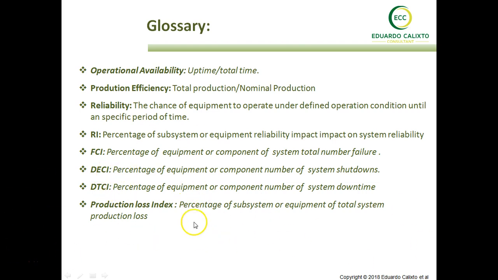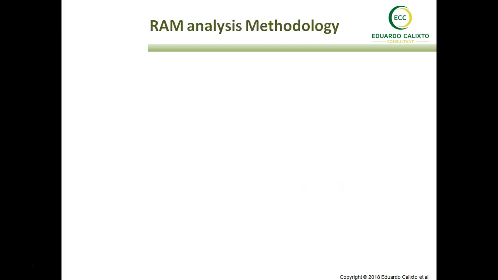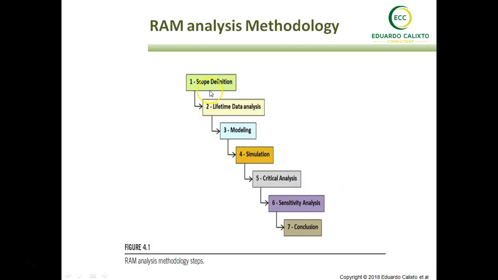We also have the production loss index, but it's not applicable to railways. So let's move on. Remember that to carry out a run analysis at equipment level, we need to define the scope. Here our scope will be the motor in a bogie, and we need to carry out lifetime data analysis. In this example, we have already input the data, and we already have all the PDF parameters for each equipment.